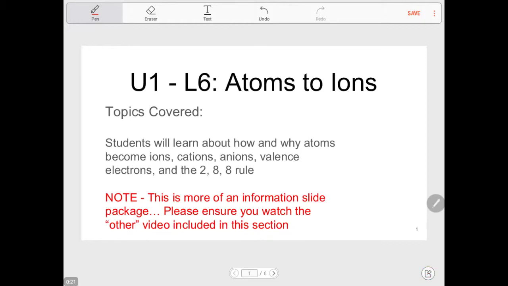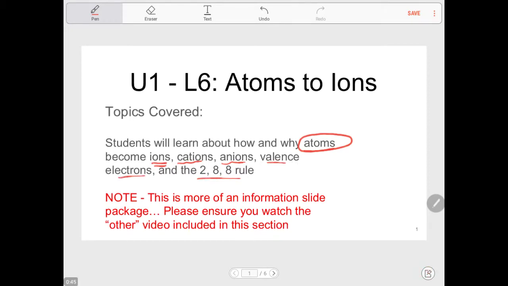What we're trying to understand is, we're going from what's an atom, which we have thoroughly covered so far, and how and why do they become what's called ions? Specifically, there's two types of ions. They are cations and anions. We're also going to be looking at valence electrons and the 2-8-8 rule.